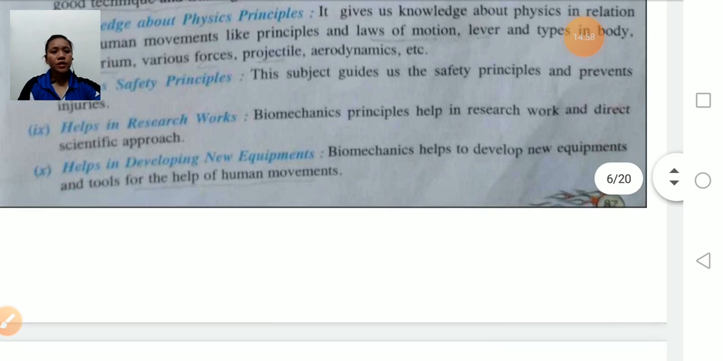Helps in research work. Biomechanics principles help in research work, and a direct scientific approach helps in developing new equipment. With the help of kinesiology and biomechanics, we can develop new equipment and tools for better movement, for the help of human movement, for correct movement, for better movement.